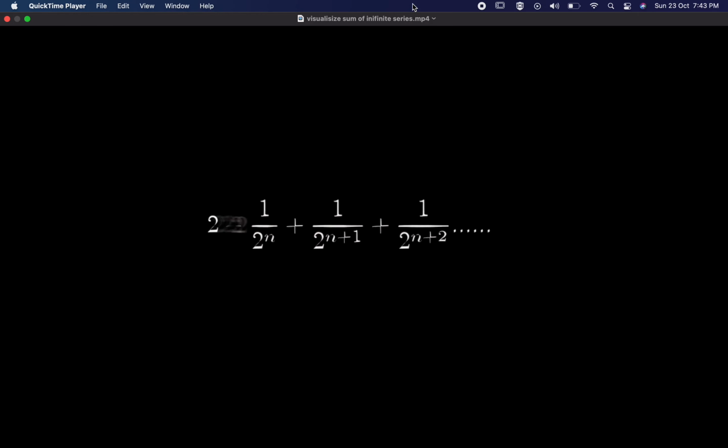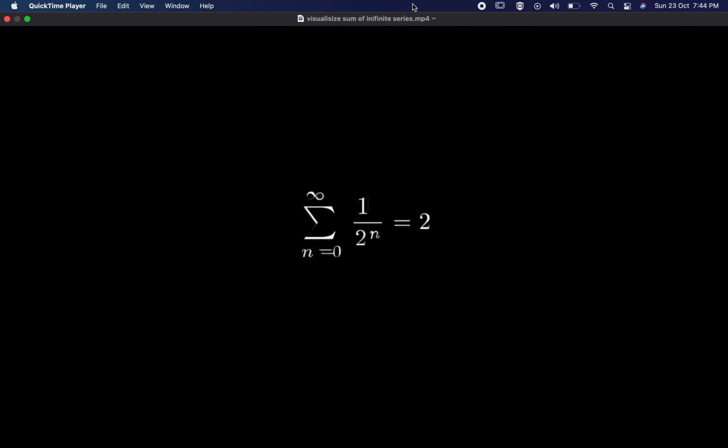This will club up and club up and club up. It will be of the form 2 minus 1 upon 2 raised to n plus 1 upon 2 raised to n plus 1 plus 1 upon 2 raised to n plus 2 and so on. Here we can club up minus 1 upon 2 raised to n and plus 1 upon 2 raised to n plus 1 to get minus 1 upon 2 raised to n plus 1. So this minus term gets diminished, and as n approaches infinity, this becomes 0.